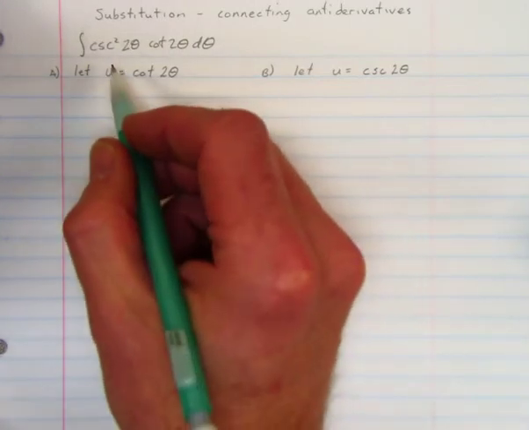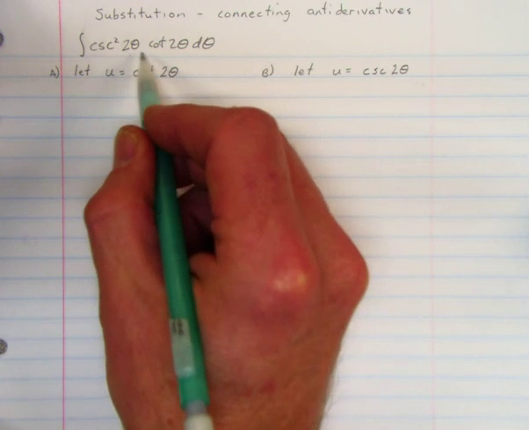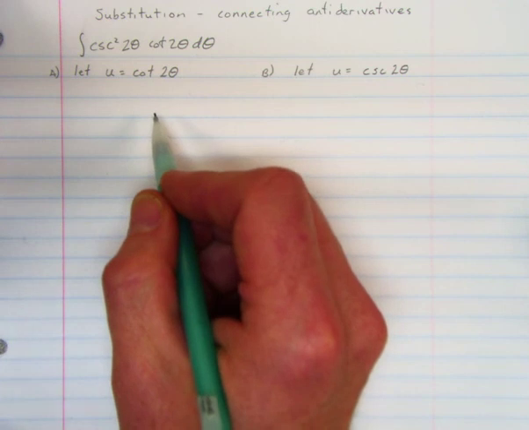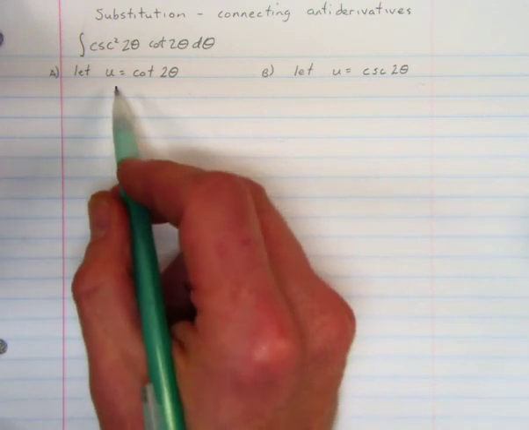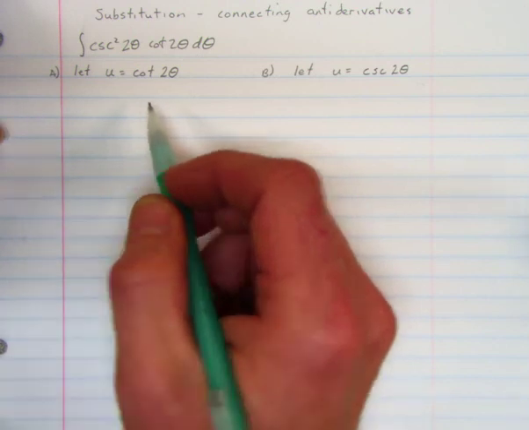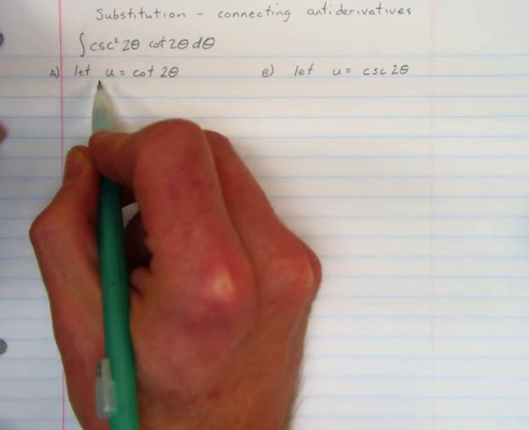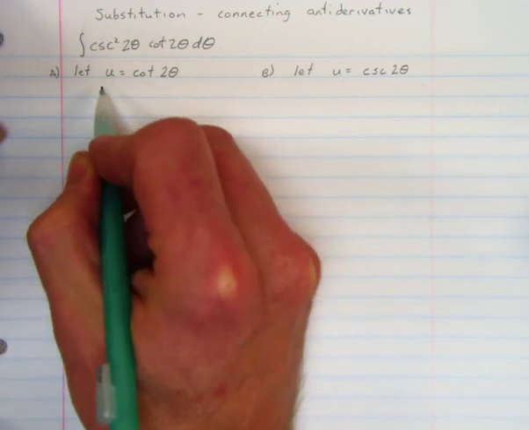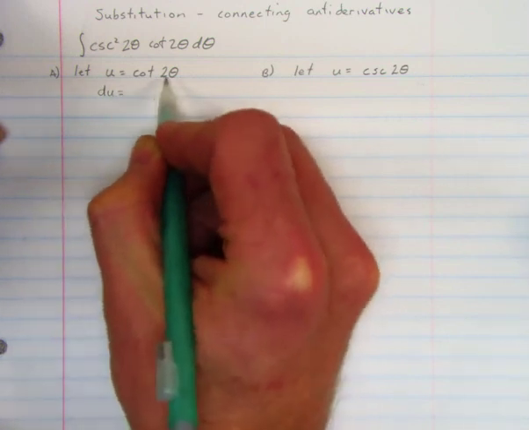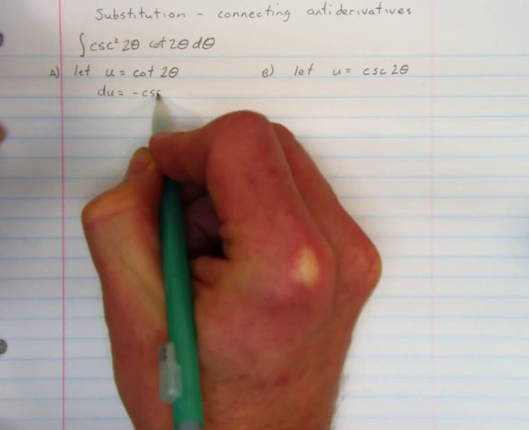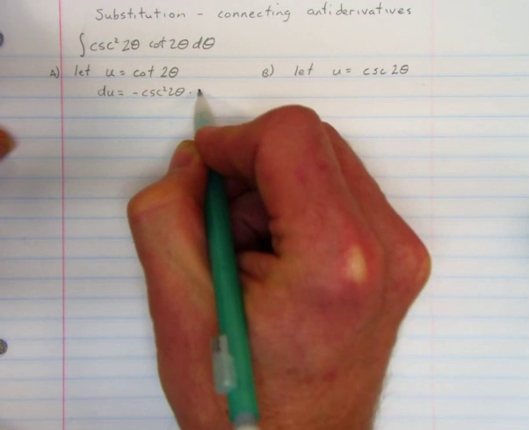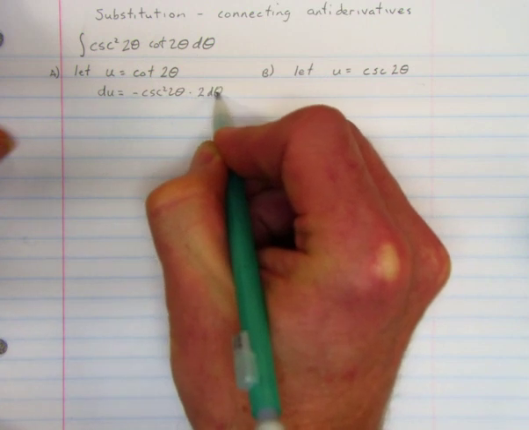Here's a problem. Integrate cosecant squared 2 theta, cotangent 2 theta, d theta. We'll see here that it's possible to have different substitutions for u and still come out with a correct antiderivative. So let's start with, the problem's going to say, let u equal cotangent 2 theta. So we need to find du. Du will equal the derivative of cotangent, which will be negative cosecant squared 2 theta, times the derivative of 2 theta, which will be 2, and then d theta.